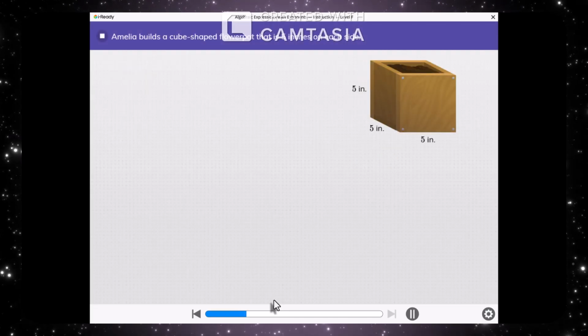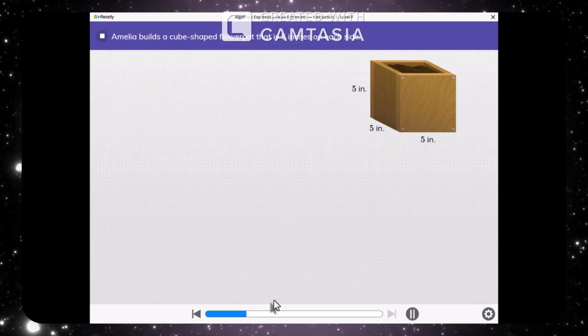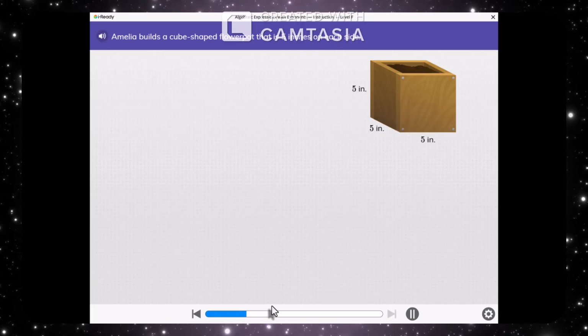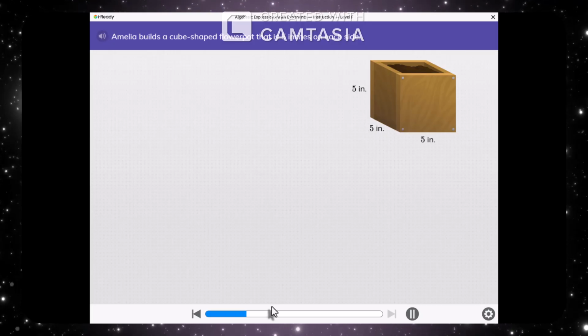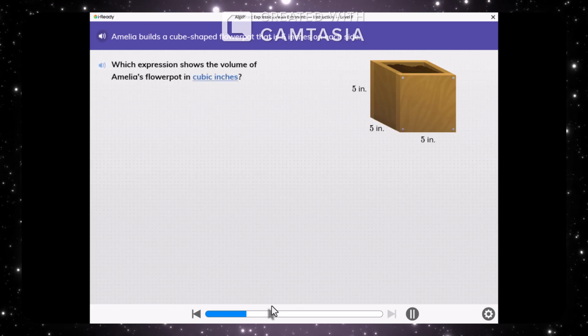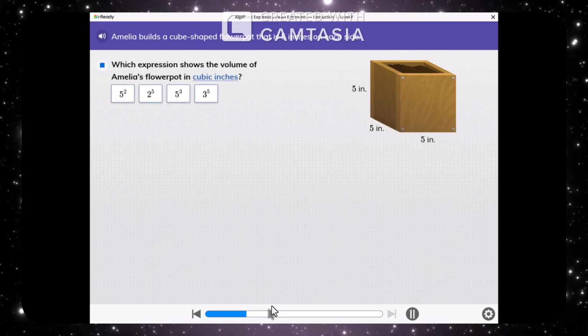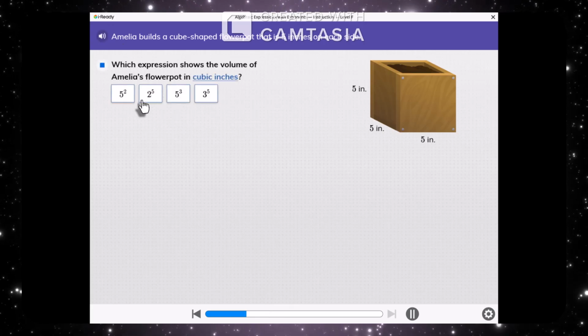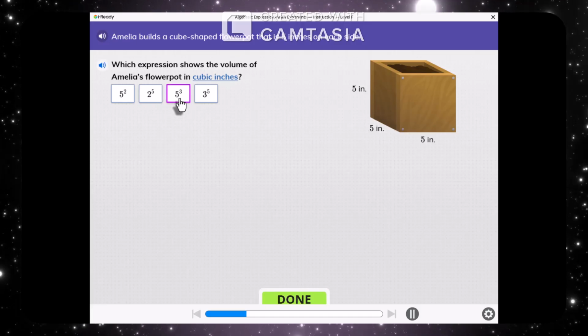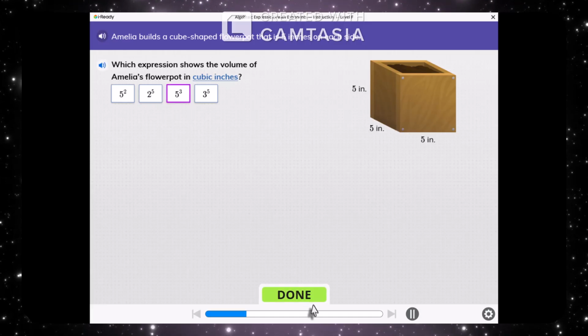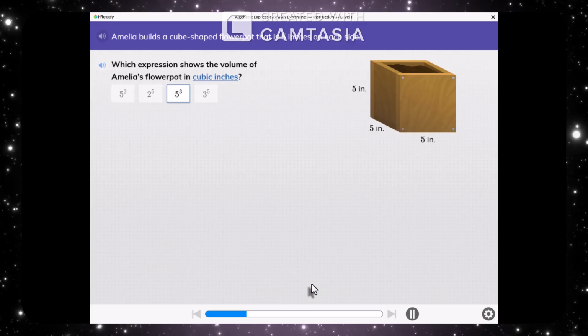Amelia builds a cube-shaped flower pot that is 5 inches on each side. When the unit you are measuring is inches, the volume is expressed in cubic inches. Which expression shows the volume of Amelia's flower pot in cubic inches? 5 to the power of 3. Great work.